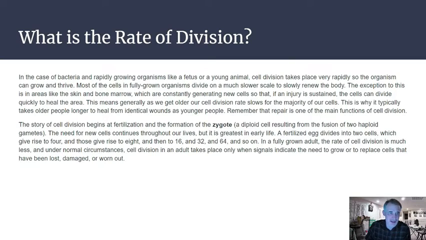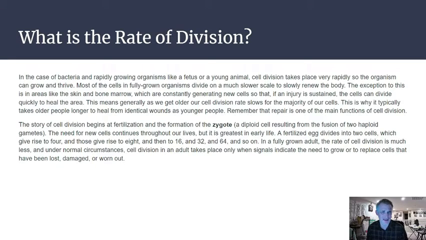The exception to this is that there are areas like skin and bone marrow which are constantly generating new cells. If there's an injury, the cells can divide and quickly heal the area. Those are cells that divide quickly. This means generally as we get older, the cell division rate slows for a majority of our cells. This is why it typically takes older people longer to heal from identical wounds as younger people. Remember that repair is one of the main functions of cell division.